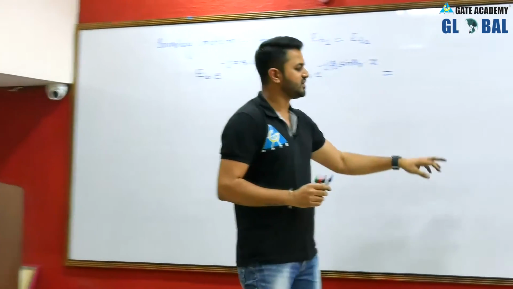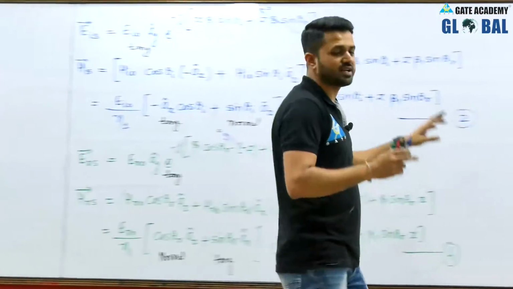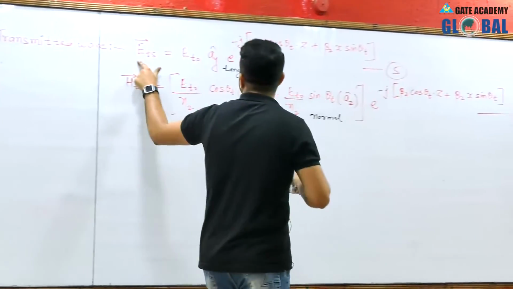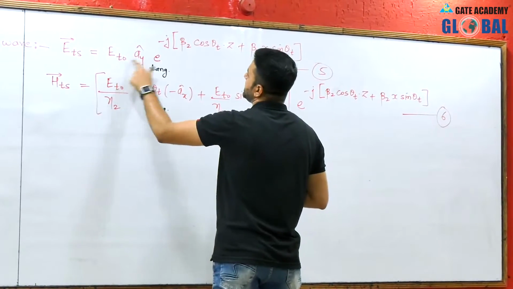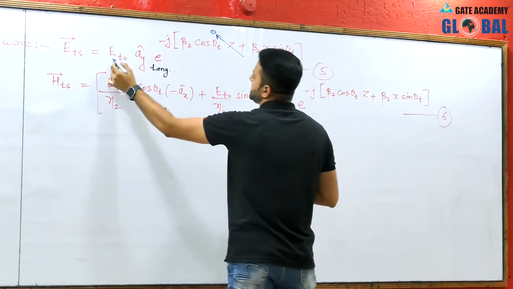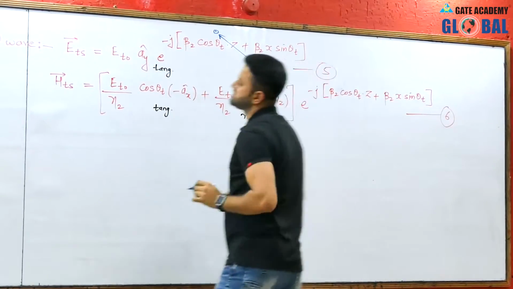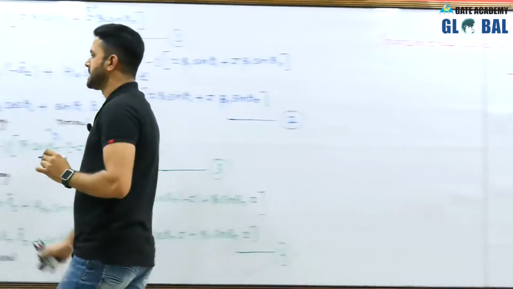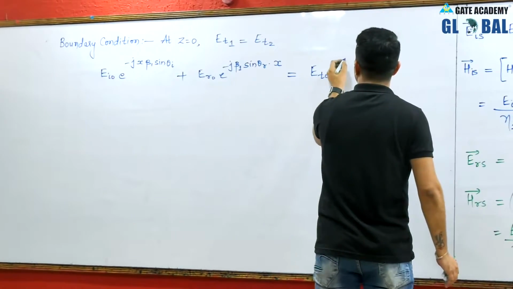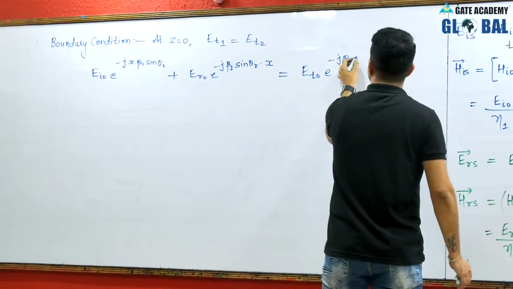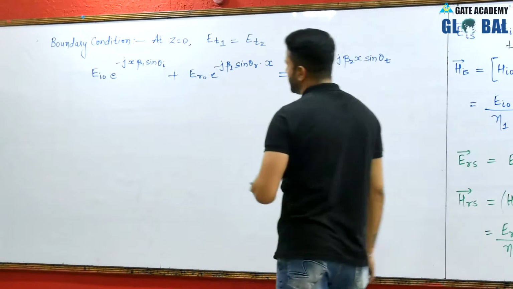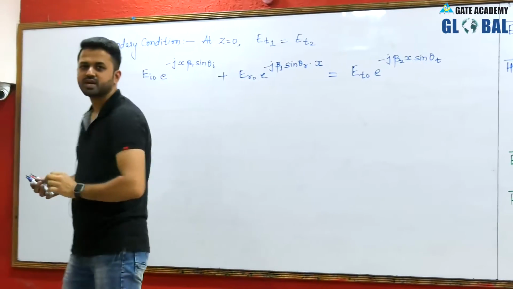So the tangential component of medium 2 we can calculate. In medium 2 we have only one wave, which is the transmitted wave. So the tangential component, that is at z equal to 0 again. If you put z equal to 0 here, then we get ET0 e to the power minus j beta 2 x sin theta t. This we have got.